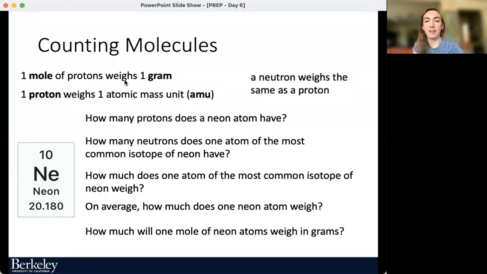But I'll give you a hint, which is that if 1 mole of protons weighs a gram and 1 proton weighs 1 atomic mass unit, then if you know the mass of a mole of something in grams, the mass of 1 of that thing in atomic mass units should be exactly the same.